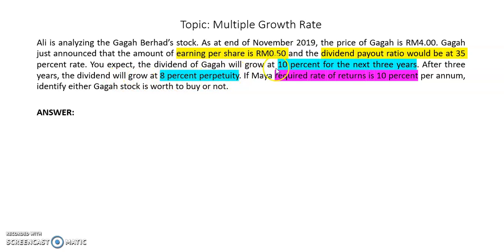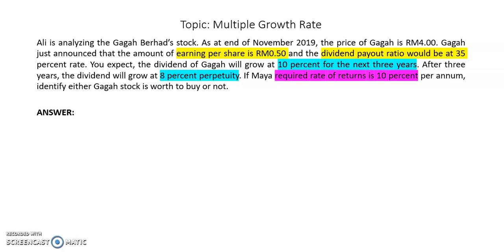So these two different rates are a key point in identifying whether the model is multiple growth or constant growth. For constant growth, they only give you one growth rate. But in this question, we give you two different growth rates: first, 10% for the next 3 years and then 8% perpetuity. If you see this type of information in the question, it tells you that you need to use a multiple growth formula in calculating the intrinsic value of the stock. Then they also give you the required rate of return, which is 10%.